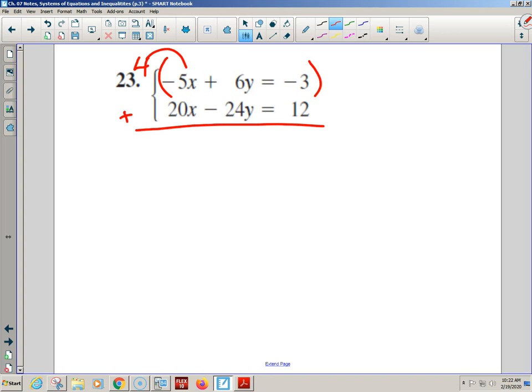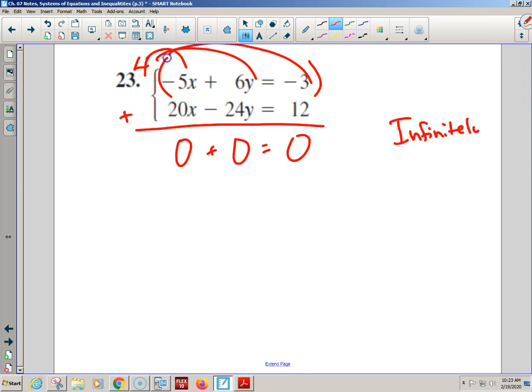So then negative 20x plus 20x is 0. And then 24y minus 24y is 0. And then negative 12 plus 12 is 0. But here's my question. If I say that infinitely many is a good description, and yet it's not the answer, what would the answer be? Infinitely many is a good description. It's not the answer.